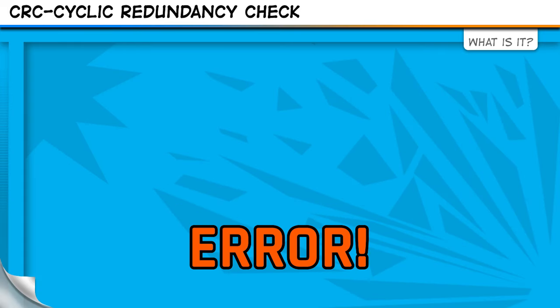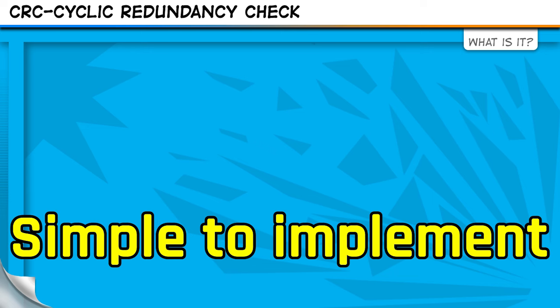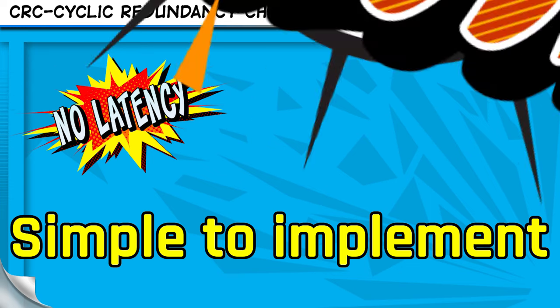In networking, CRC codes check for errors. When used correctly, they're capable of detecting over 99% of data errors. They're also simple to implement, as they introduce virtually no latency and require no outside processing.